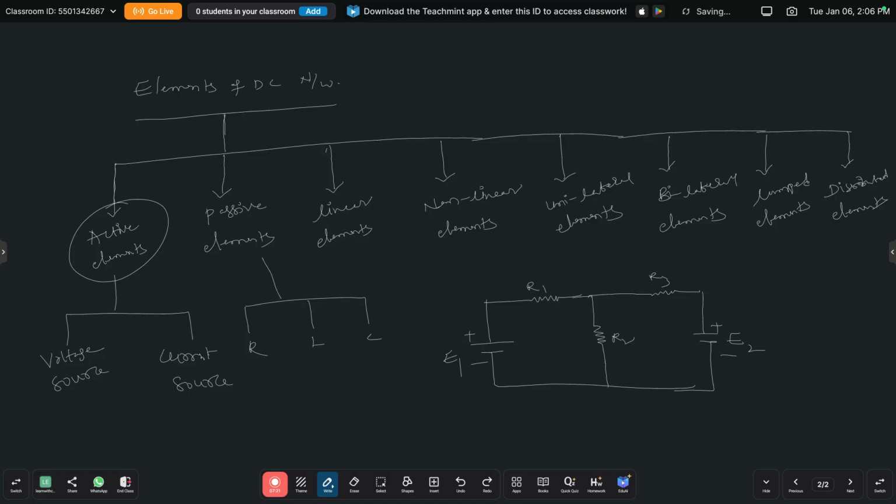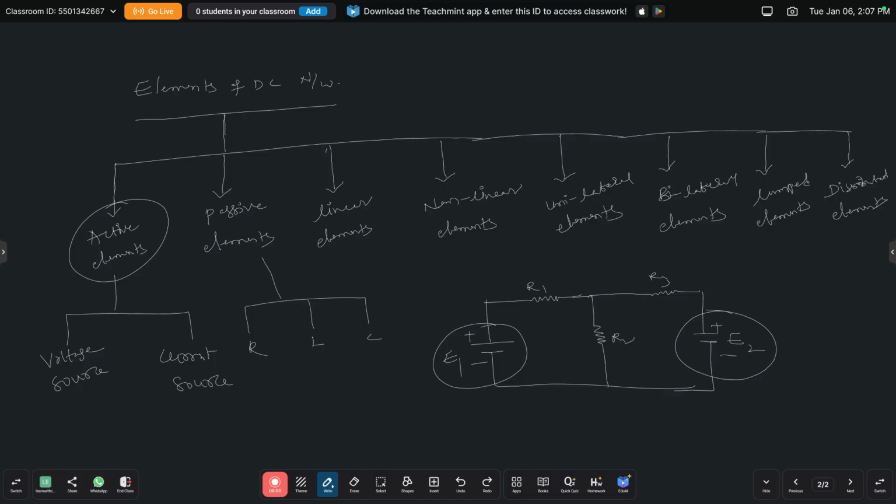This figure consists of three resistors R1, R2 and R3 and two battery symbols, the voltage sources E1 and E2. In this circuit, the resistors R1, R2 and R3 only receive electrical energy; they do not give any electrical energy. But the voltage sources E1 and E2 supply electrical energy to the circuit, so they are called active elements. Active elements are the elements which supply electrical energy to the circuit.